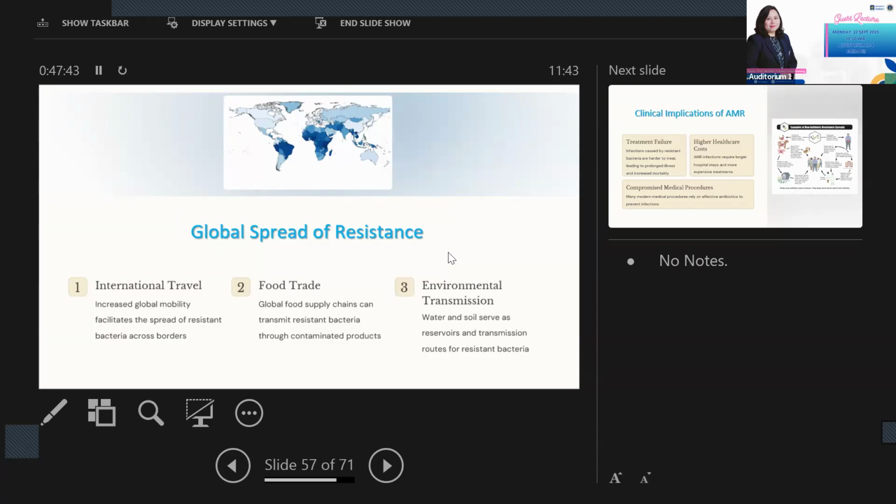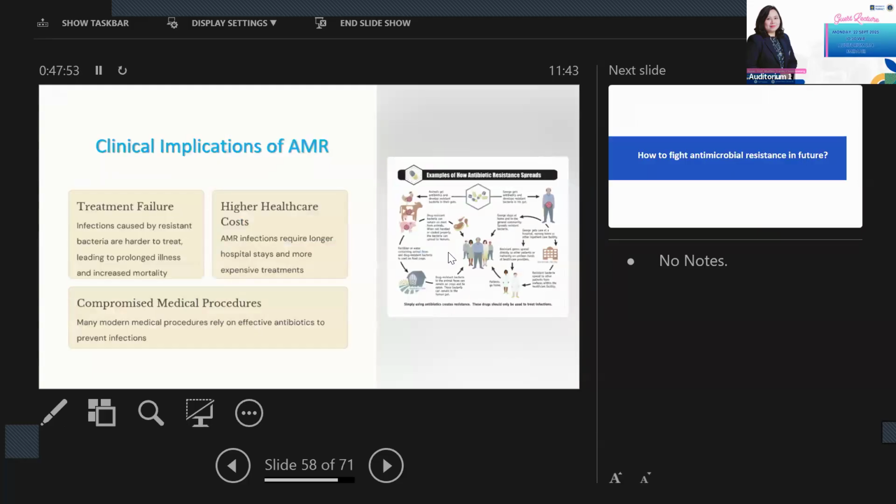And another factor, think environmental transmission. Think about resistant bacteria in the soil, in the water. That would be another factor that drives the resistance here. And I don't have to say the clinical implication, not just treatment failure. You have to pay more. The government has to pay more, and sometimes you cannot do anything. You just let them die because there is no more drug that works against resistant bacteria.